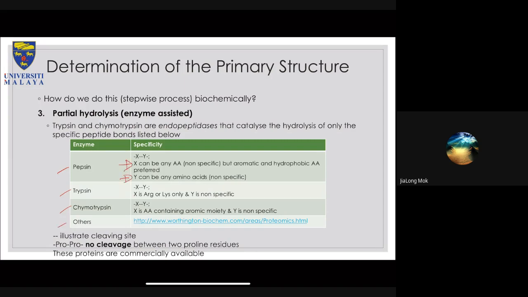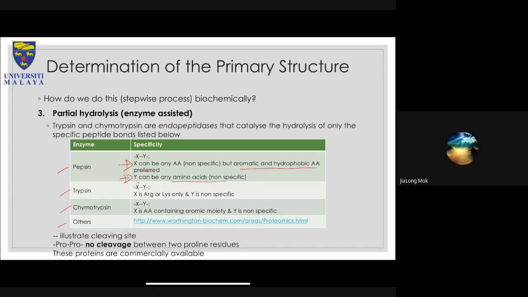Okay, so pepsin breaks down if you have X and Y sequence. X can be any amino acid, non-specific, but aromatic and hydrophobic amino acids are preferred, and Y can be any amino acid. So pepsin generally just breaks down all, but of course there are preferences. Therefore, if you adjust the contact time between your enzyme and your peptide sequence, then of course you'll get different segments of proteins, okay, or different segments of peptide chains. That's a better word to choose.